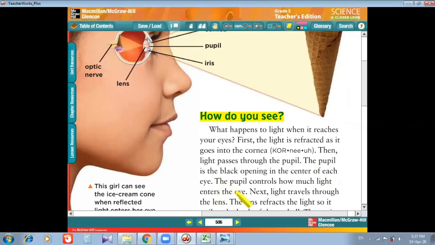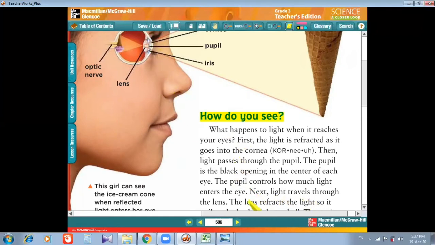enters the eye. You might have noticed sometimes that when the light is very high, we need to close our eyes. Why? Because this is the function of the pupil. If less light is required, we automatically close our eyes. So this is the pupil which decides how much light should enter the eye.